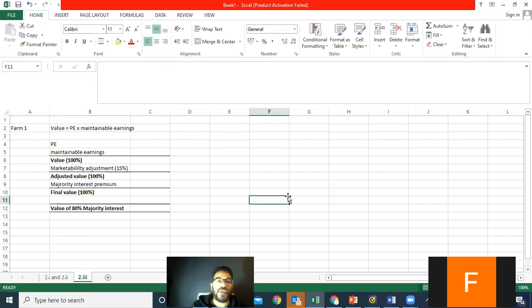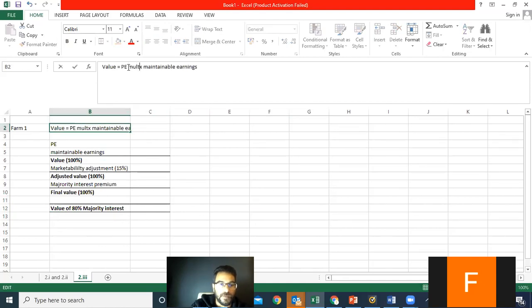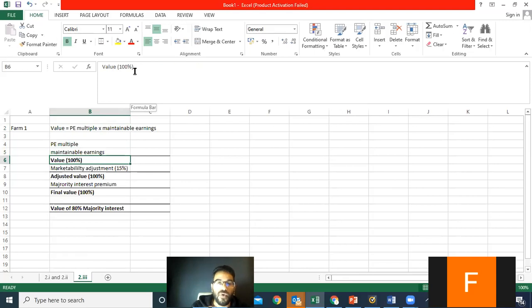We want the value using the PE multiple. So the value using the PE multiple is the PE multiple multiplied by maintainable earnings, which is going to give you a raw value. Then we say, but hang on, this is a private company, so we want to pay a little bit less because of the lack of marketability. So we subtract 15% of that value and we get a new value. Then we say, okay, we're going to get a majority interest, so we're going to add a majority premium, say 10 to 20%, and you add it based on this adjusted value. Then you get a final value.